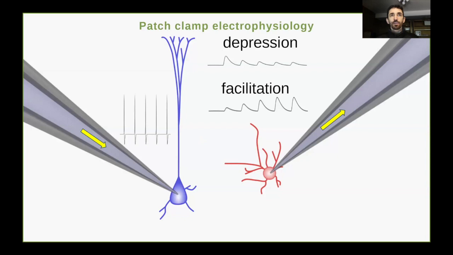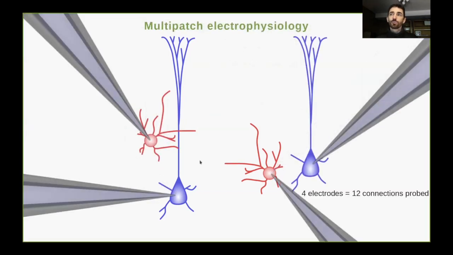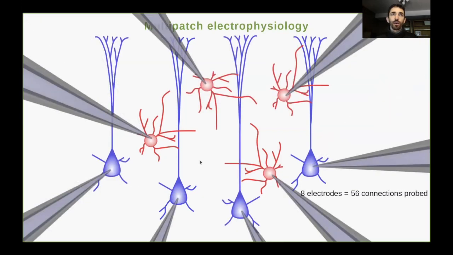The drawback is that this type of experiment is pretty laborious and time-consuming, so we can't do very many of them. The patch electrodes here are pretty challenging to work with, and each individual synapse takes like 20 minutes or so to characterize in our experiments. So to speed things up a bit, we just add more electrodes. We call this multi-patch electrophysiology, and with 8 electrodes, we can characterize up to 56 synapses in parallel.